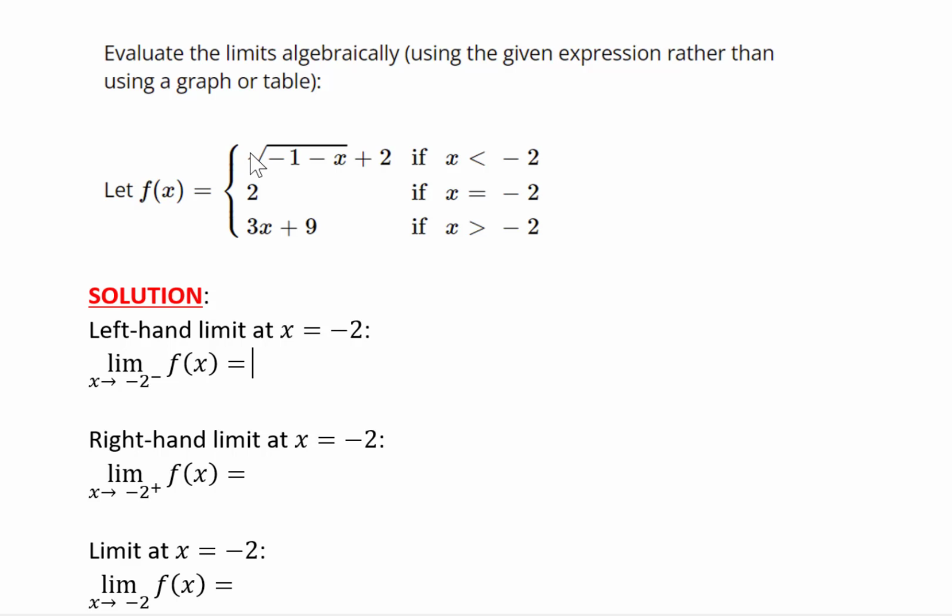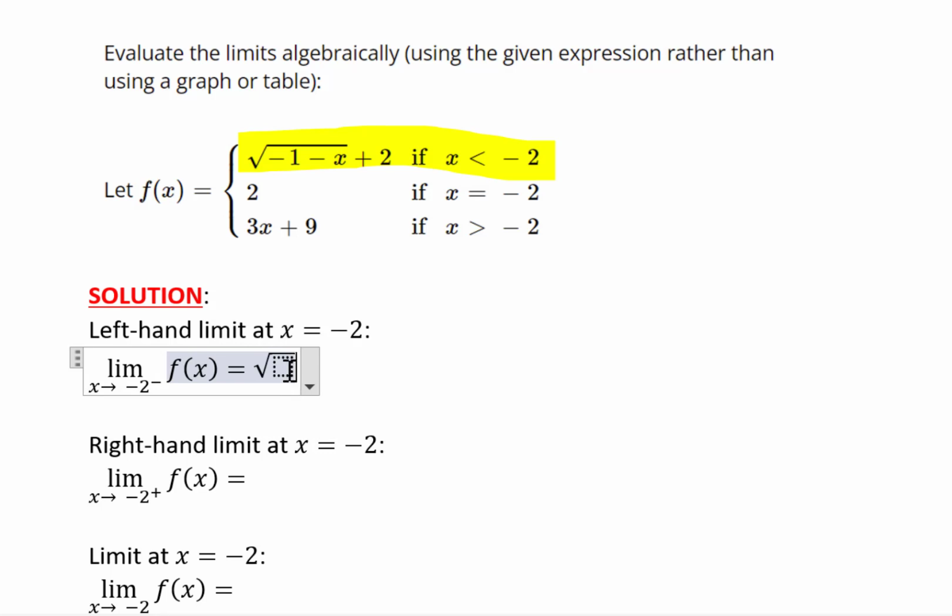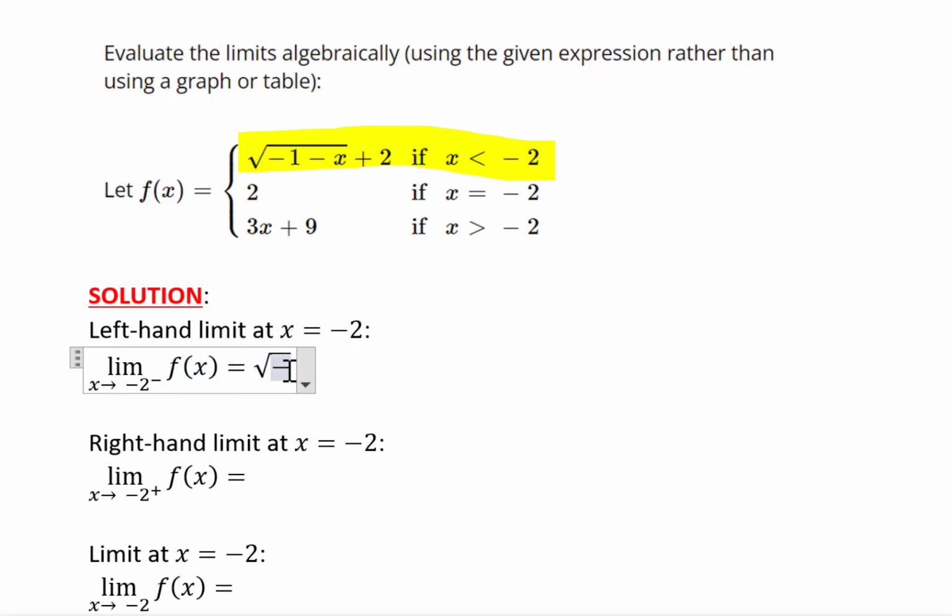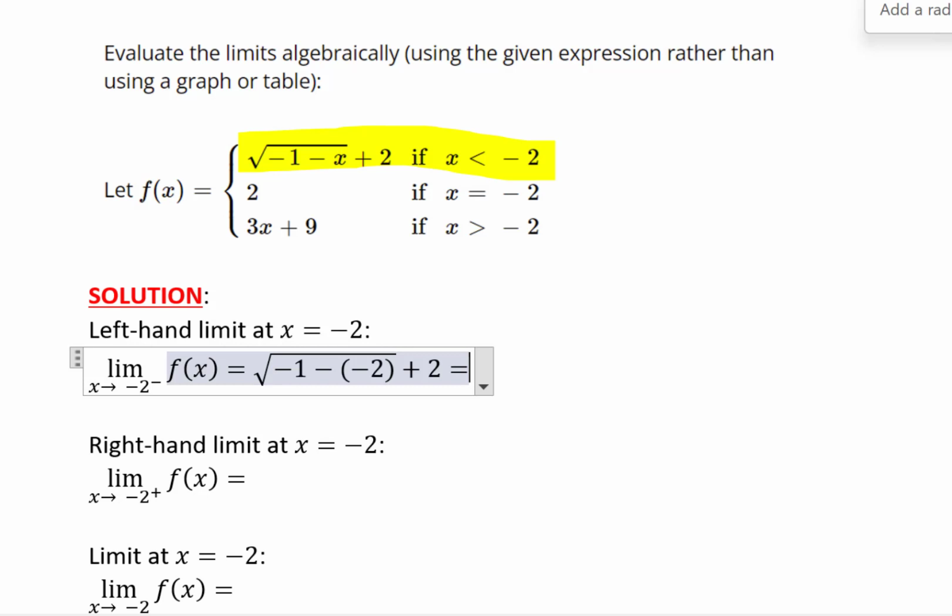The left-hand limit is exploring the behavior of this function as x approaches -2 from the left. We notice that the function f of x is defined to be this square root function for the x's to the left of -2. Therefore, the left-hand limit of the function at x equals -2 will be found by calculating the value of this square root function at -2. So we plug -2 into that square root function to see what y value this function is approaching when x is equal to -2.